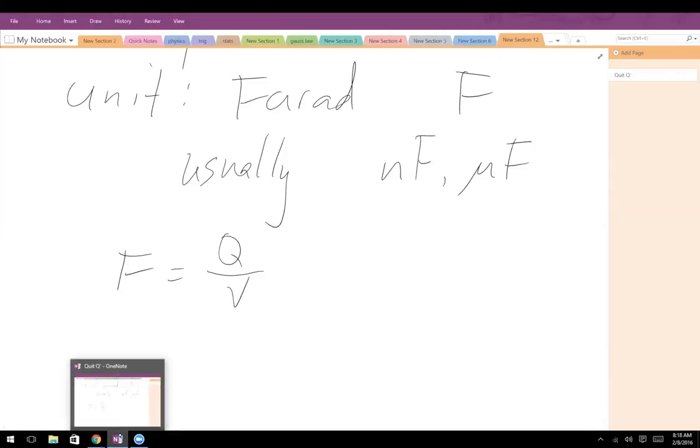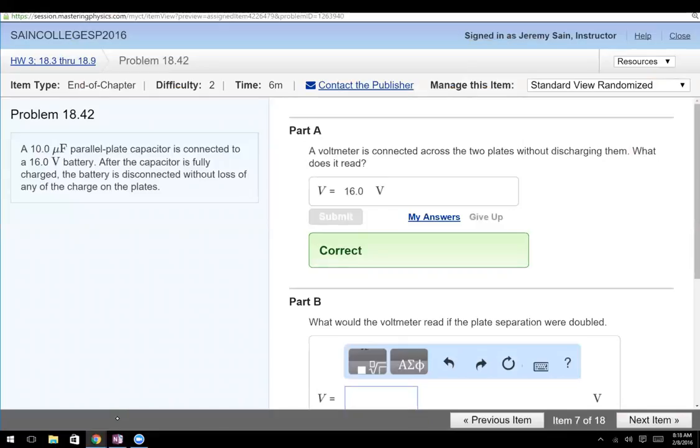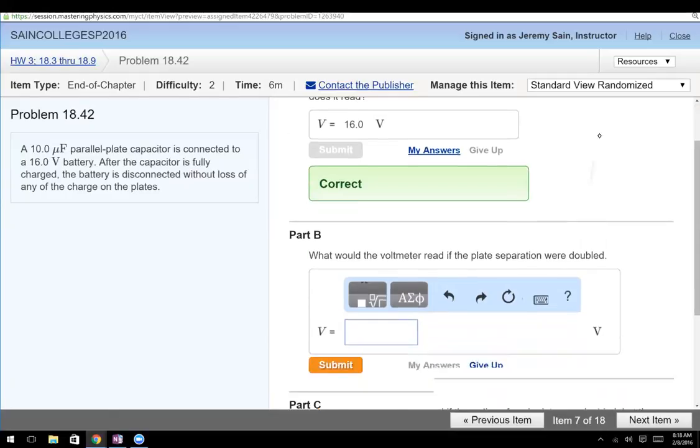After you disconnect the battery, if you fully charge it up, before it was the battery creating the potential difference. Afterwards, it'll be the charge on the plates creating it, but it's going to be the same thing as the battery was to begin with. So, okay.